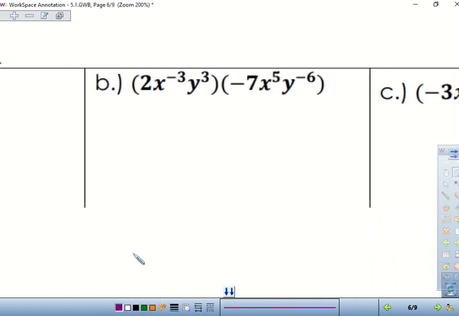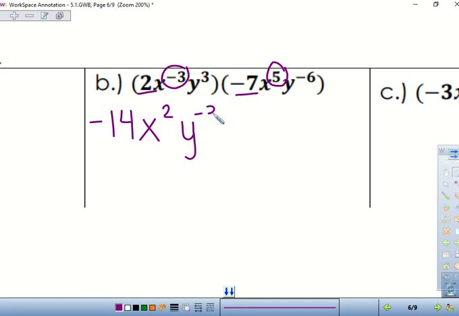All right, this one here. 2 times negative 7 is? Good. x to the negative third times x to the fifth is going to be x to the second. You add the exponents. If there's two variables present, you know that's when you add them.